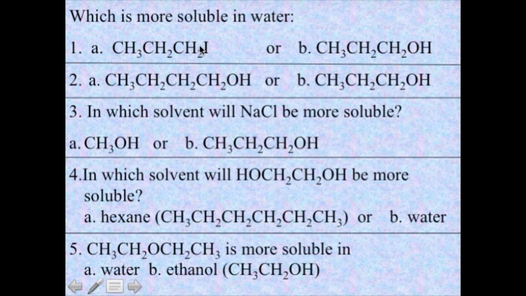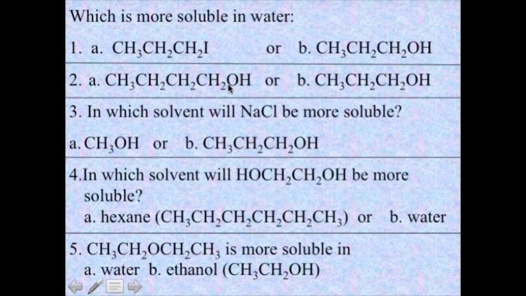Okay, see if you can decide which of each pair is going to be more water soluble. Turn off your playback and then come back, and then I'll discuss the answers. Okay, between propyl iodide and propanol, it's the propanol with an OH bond that can engage in hydrogen bonding that's going to be more water soluble.